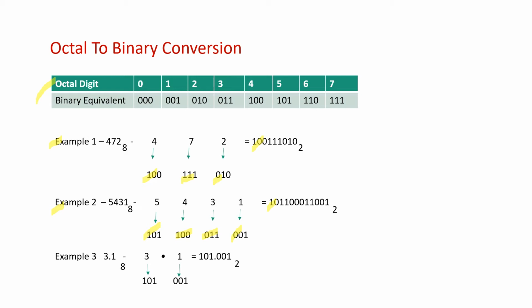Now let us look at the third example. Here there is a number with an octal point, and it is similar to the regular number, but here we are going to keep the octal point as such and get the binary equivalent, and this point becomes the binary point after the conversion. The binary equivalent of 3 is 101 and 1 is 001, and so we get the binary equivalent of 3.1 as 101.001.